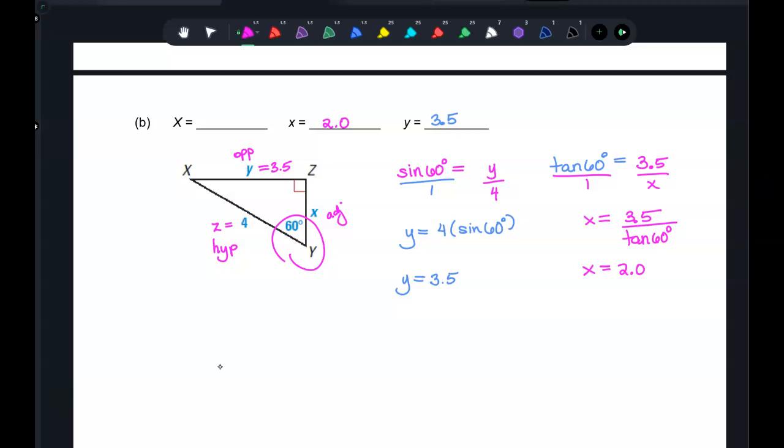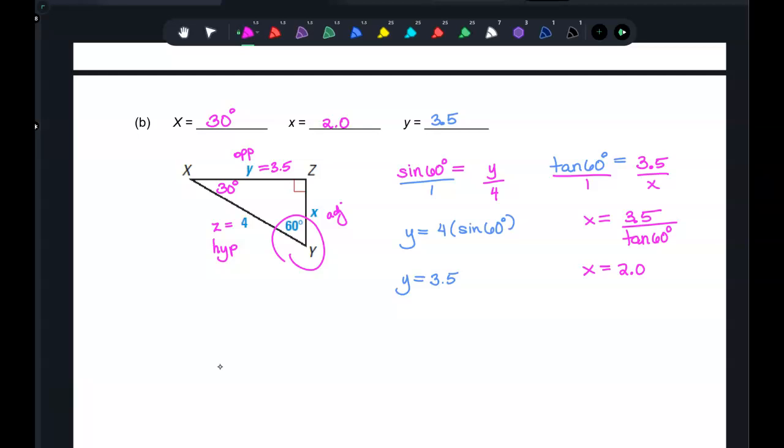Okay. The last one, the one that we didn't do yet, is angle x. If this is 60, how many degrees does this one have to be? 30, right? Remember, all three angles have to add up to 180, and it's a 30, 60, 90.